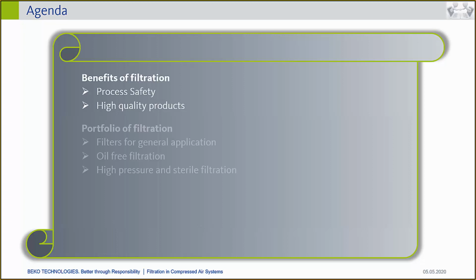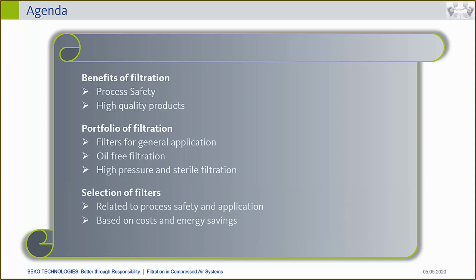Next topic will be the portfolio of filtration, so an overview of the variety of our portfolio. And as the last step, we will have a closer look at the selection of filters. There are two different ways to proceed in the selection. We have picked two: selection related to process safety, or selection based on cost and energy savings. And then we are right at the end of this webinar.